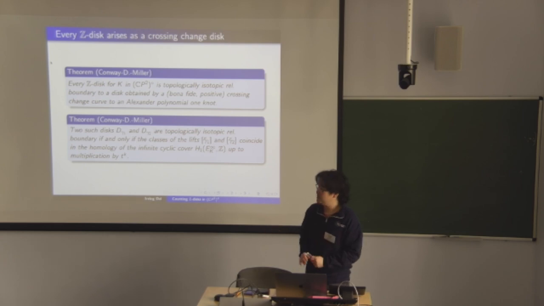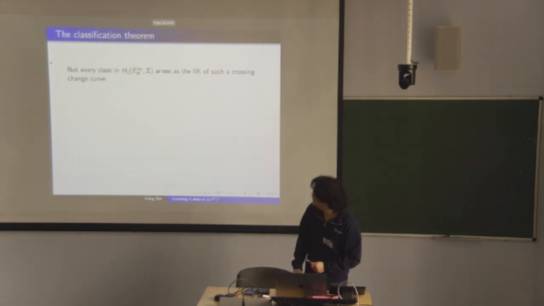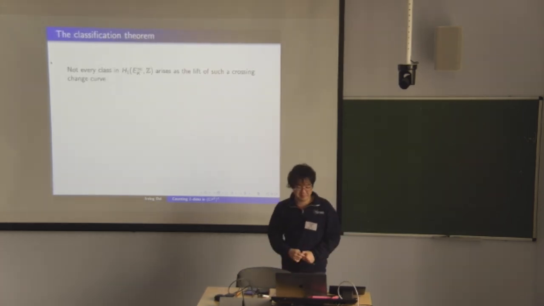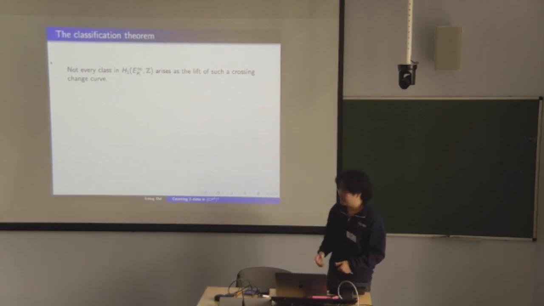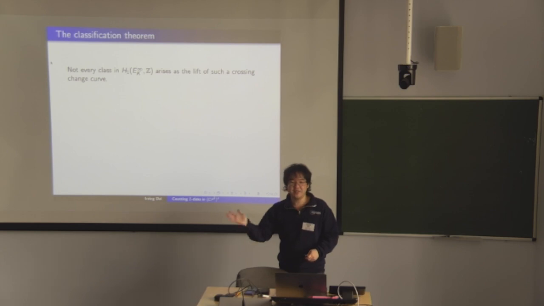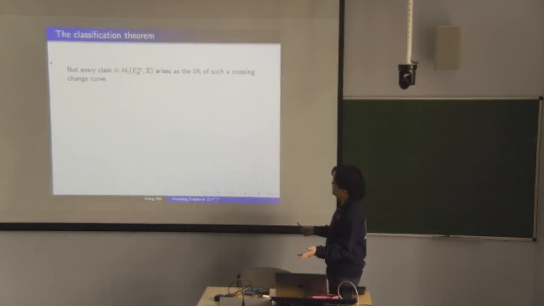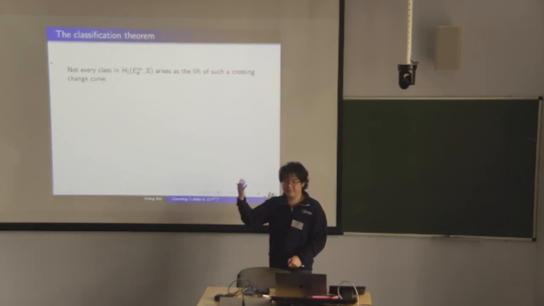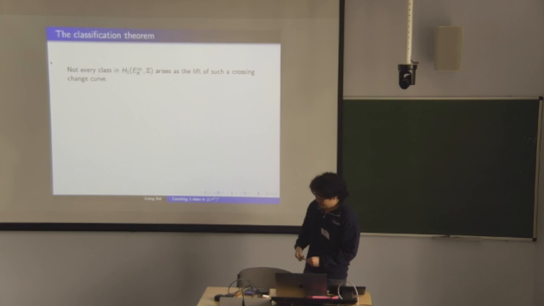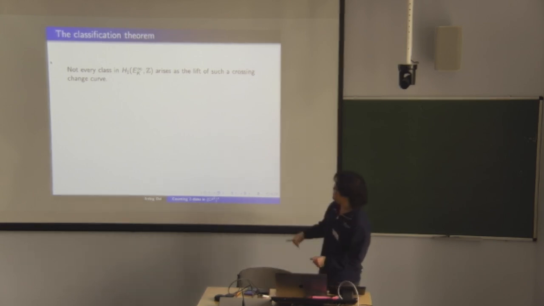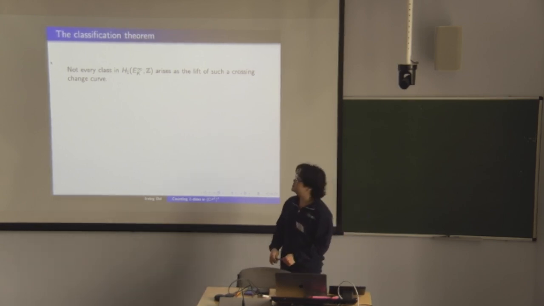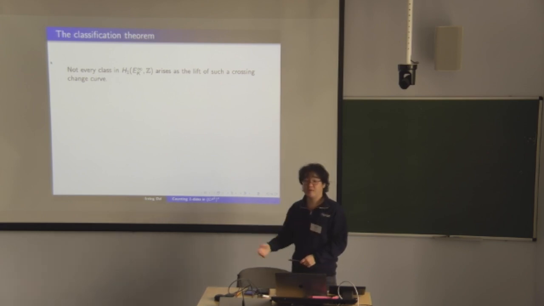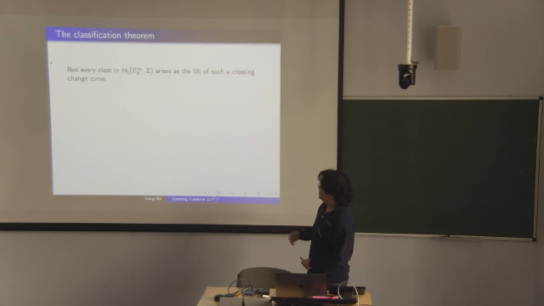Explicit in a topologically constructive sense, so then you can say, well, fine. Can you be even more algebraic, can you give me the count of such things? Okay, so well, then you say fine. Basically the Z disks are classified by the lifts of these curves. Not every class in the first homology of the infinite cyclic cover arises as the lift of such a crossing change curve to an Alexander polynomial 1 knot.